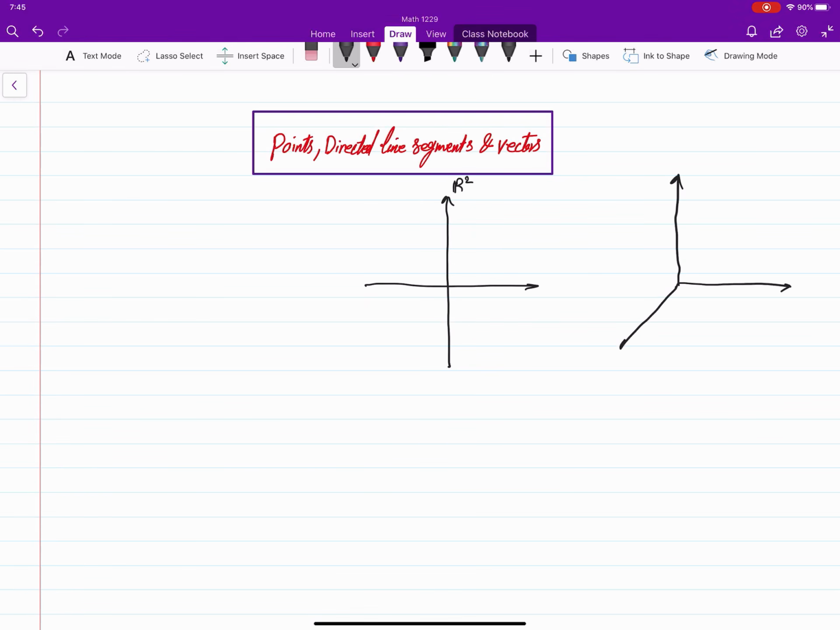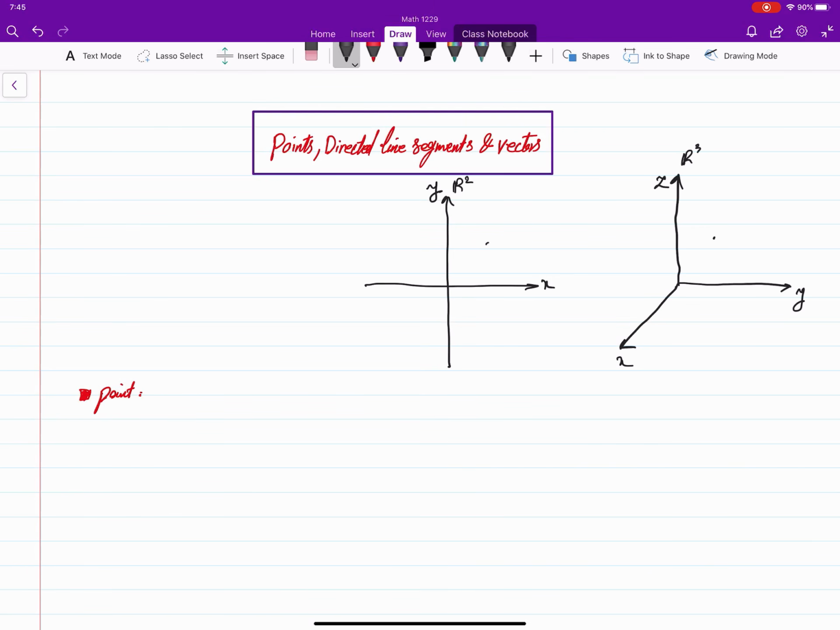So for R2 we have two coordinates or coordinate axes, x and y. For R3 we have three: x, y, and z. Okay, so let's start with the first important thing, which is points. The work we are going to do is that we have to identify points on both R2 and R3 by some algebraic means.